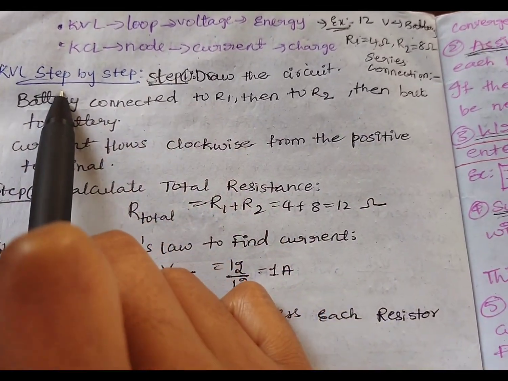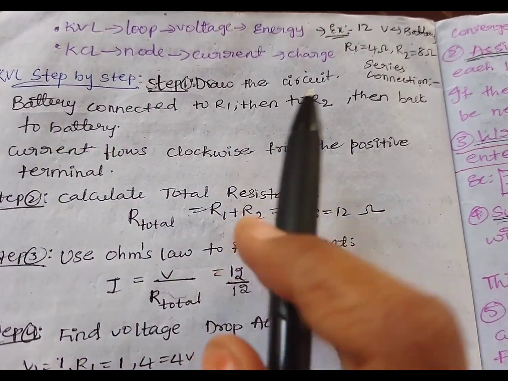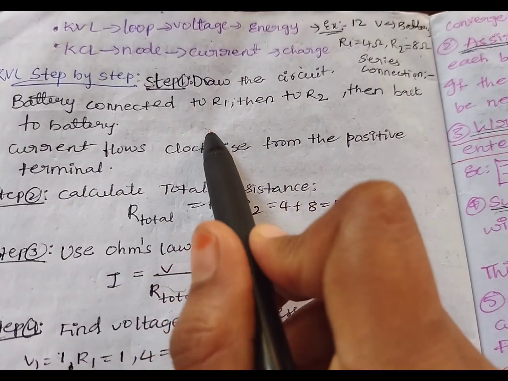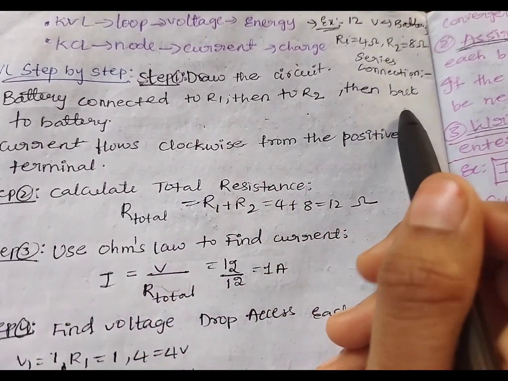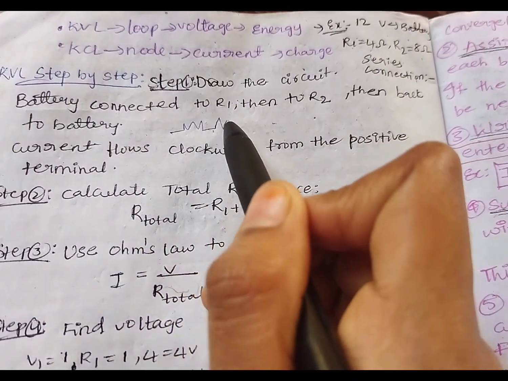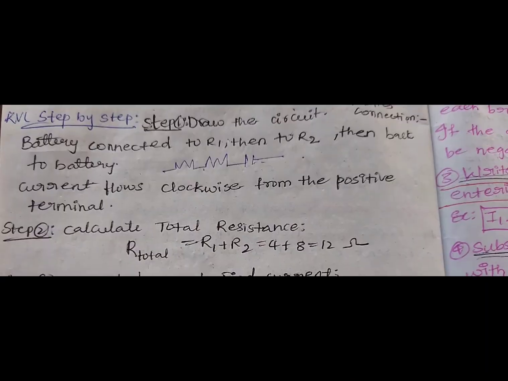Then the KVL purpose, step by step process. First, draw the given circuit. The battery is connected to R1, then R2, then back to the battery.